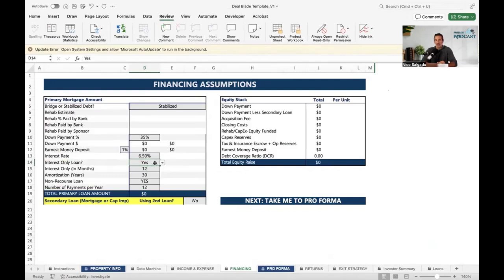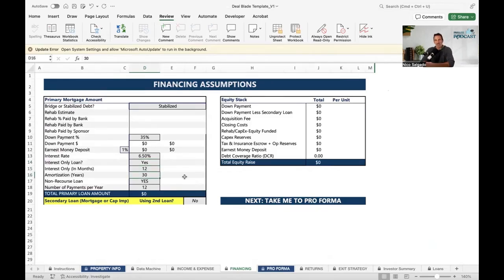Is it going to be interest only? Maybe you might be able to get some interest only. That could be 0, 6, 12, 18, 24, 36 months. It could be the whole term of interest only payments. That means you're not paying anything towards the principal. You're just paying the interest on that. That could be beneficial, especially for a construction project or a heavy renovation project. And then you have interest only months. You can put that in yourself.